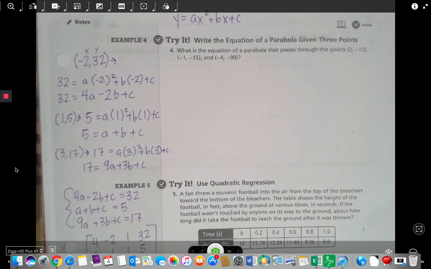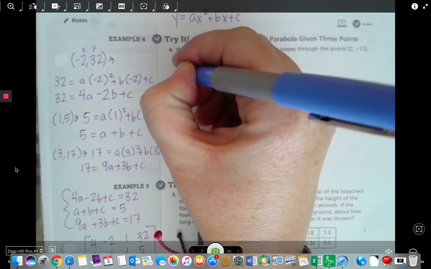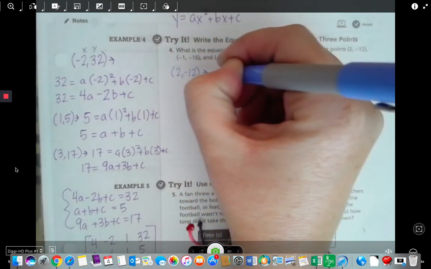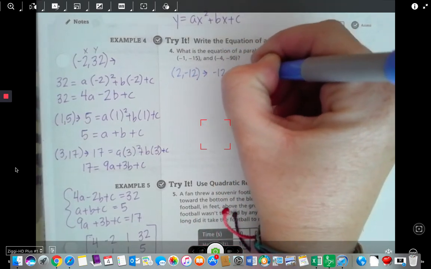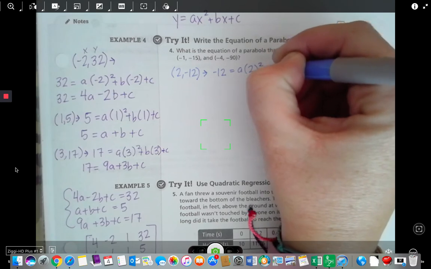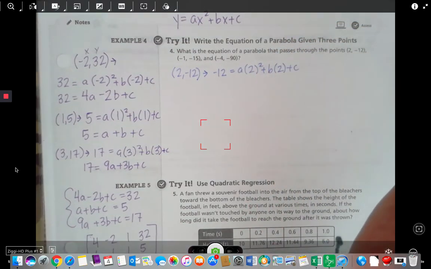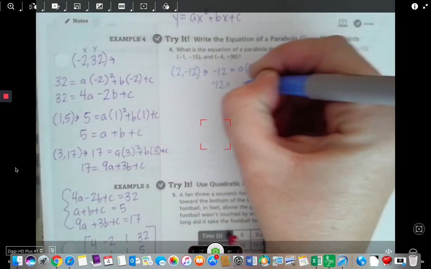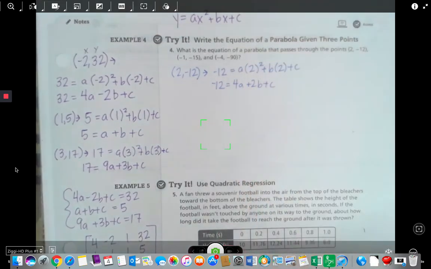Alright, so let's take a look at this one. So I've got 2, negative 12. So negative 12 is equal to a times 2 squared plus b times 2 plus c. Simplify it, negative 12 is equal to 4a plus 2b plus c.